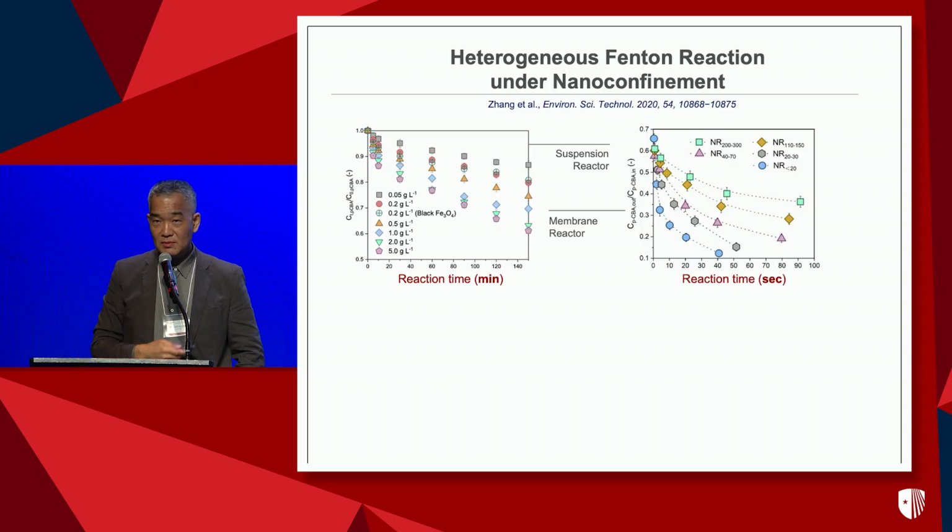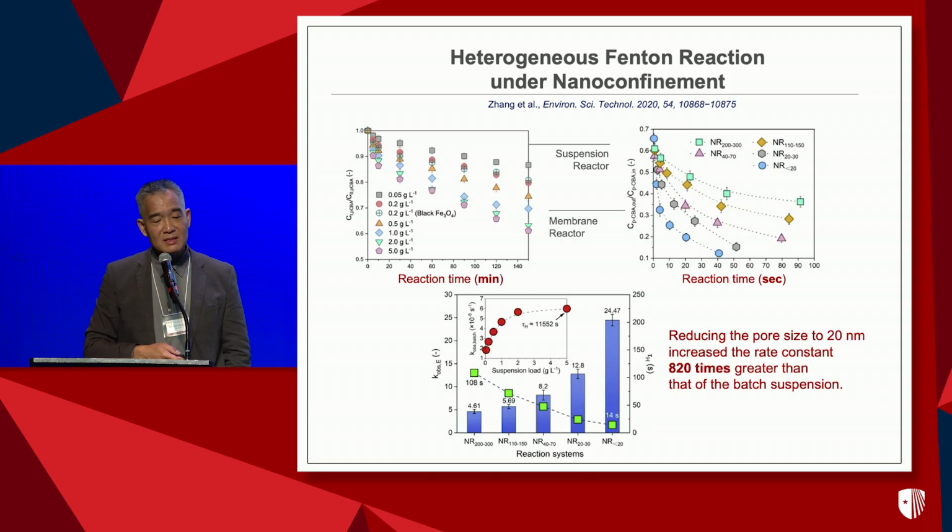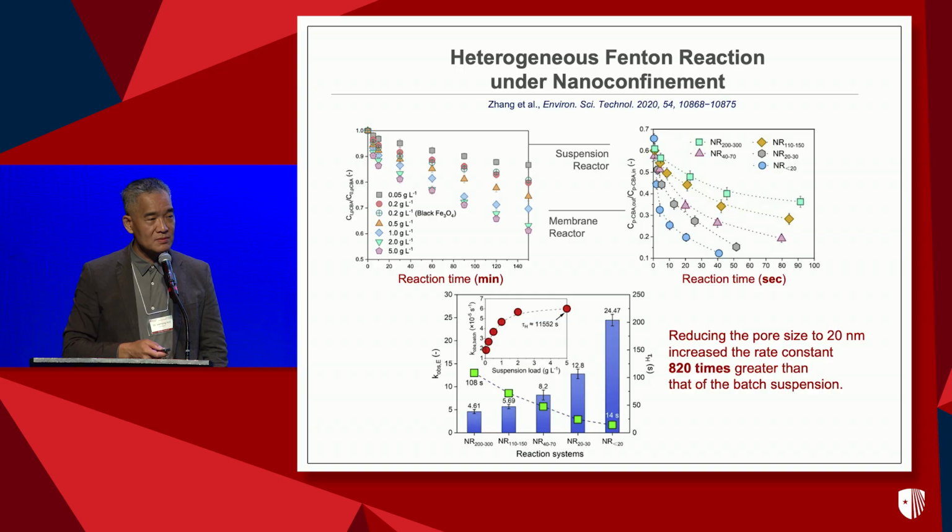Both work. So you can see on the y-axis that pollutants get degraded. But what you need to take a look at is the time scale. Left-hand side is minutes, and right-hand side is seconds. So the conclusion here is that by reducing the pore size down to about 20 nanometers, you're talking about enhancing the kinetics by over 800 times. That sounds pretty cool, right? We want to destroy something fast.